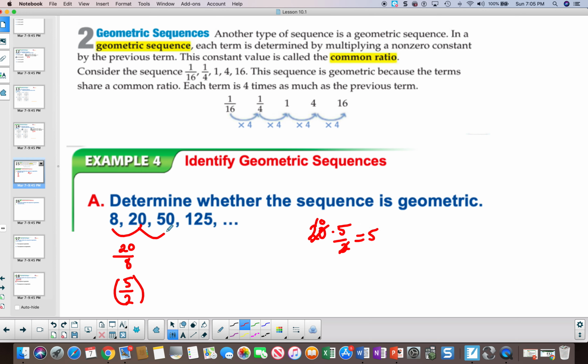So to go from here to here, you are multiplying by 5 halves. Now the question is, are you taking 50 and timesing it by 5 halves again? So this is going to be 25, and then that'll be 125. So going from here to here, you're multiplying by 5 halves. So the answer is yes. We are multiplying a common ratio to get to the next term.